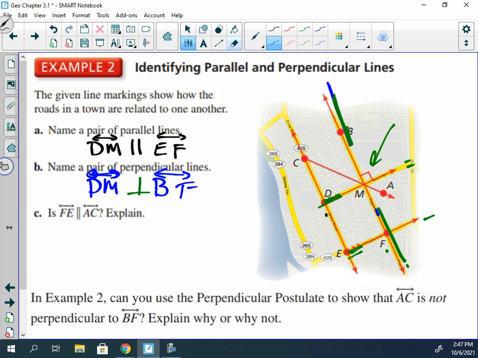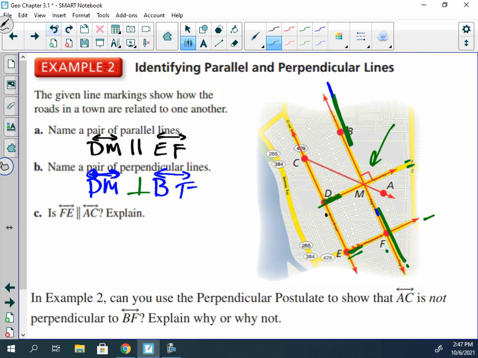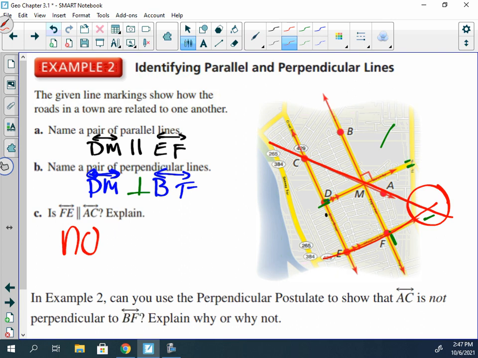Yeah. Any other questions on this here? Let's focus back in, Logan. Any other questions on A or B? Is FE parallel to AC? No. Because FE and AC, no, because they will cross. But AC does go through point M, yes? Because AC goes through point M.